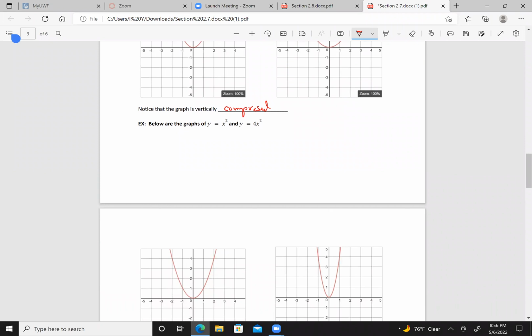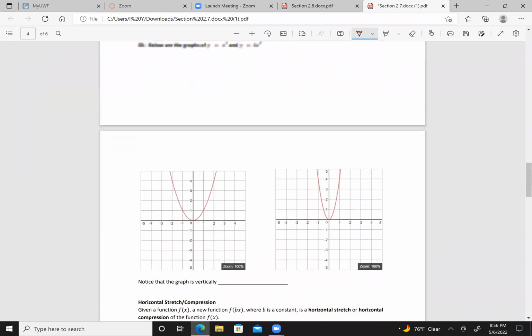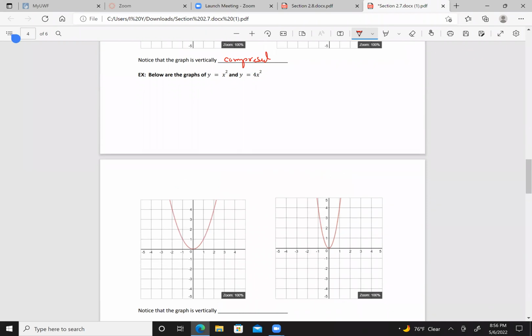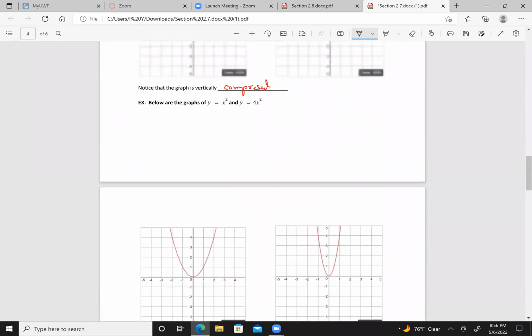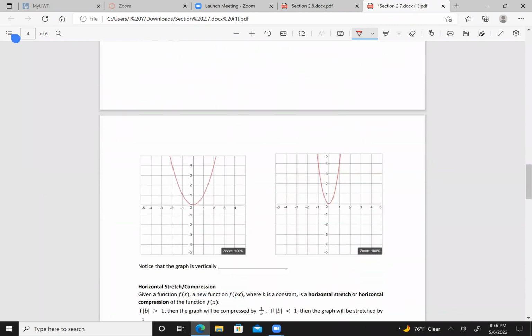So below are the graphs of y equals x squared and y equals 4x squared. This graph, we're talking vertically, it's been pulled up this way. So it's vertically stretched.